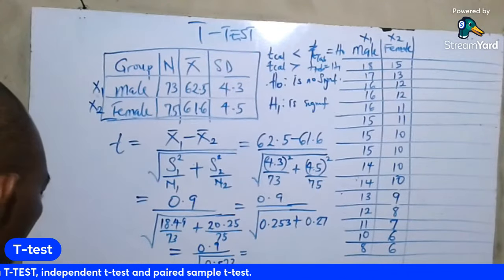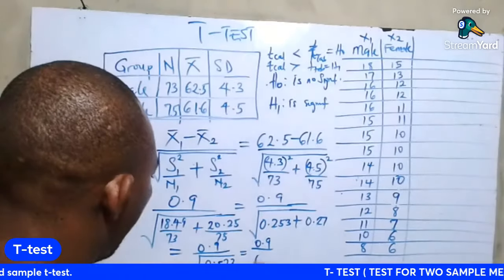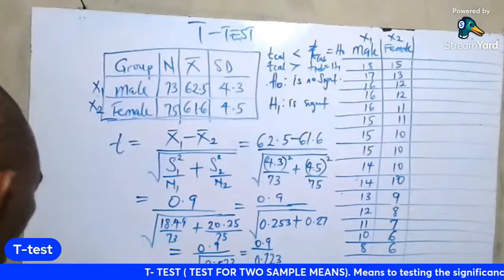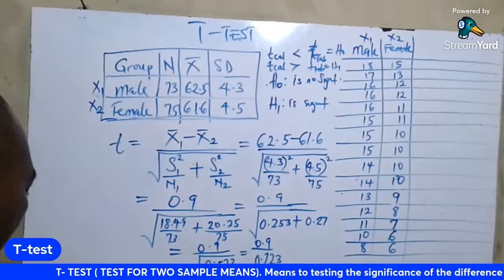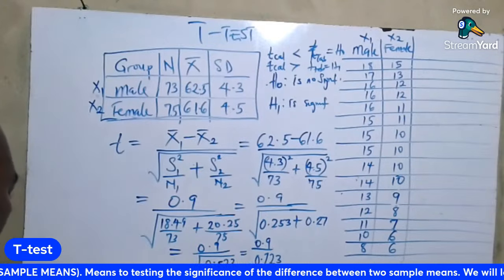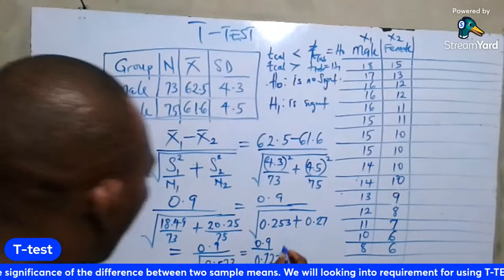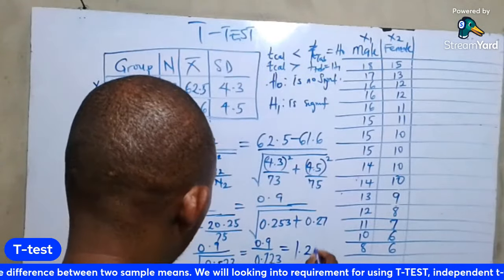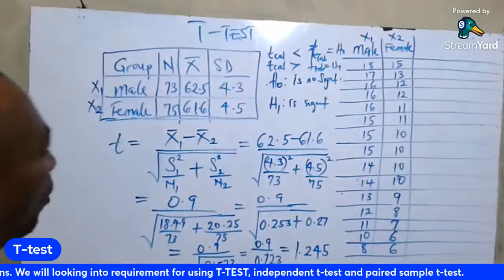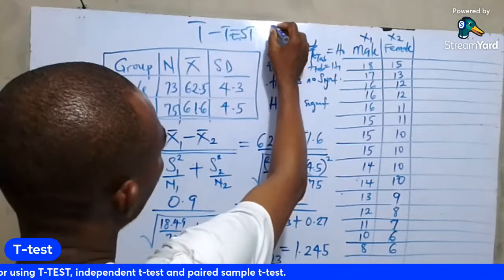Yeah, so that will give me 0.9 to be divided by 0.723. Let me take it to 3 decimal places. So when I divide this now, that will give me 0.9 divided by 0.723. And that will be equal to 1.245. So that means my T calculated now is 1.245.